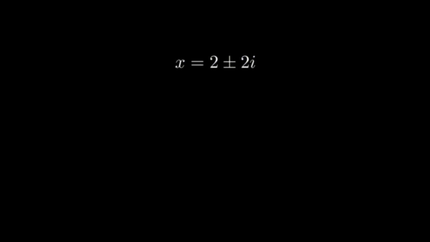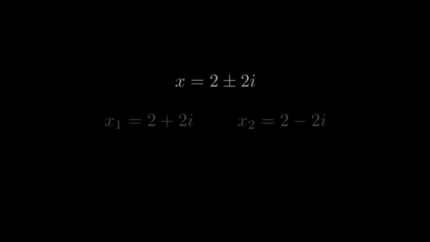The plus or minus symbol actually gives us two separate solutions. Let's write them out explicitly as x sub 1 equals 2 plus 2i, and x sub 2 equals 2 minus 2i. Both of these values, when plugged back into the original quadratic equation, will make the equation true.